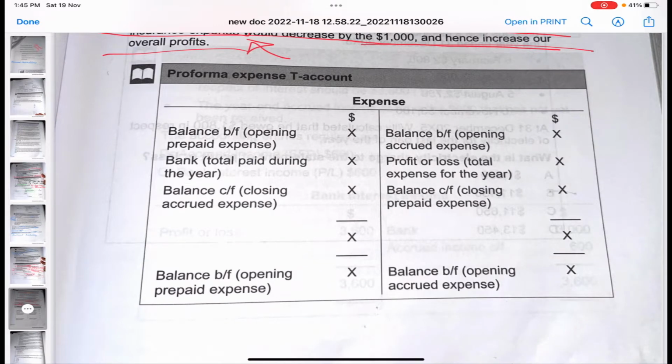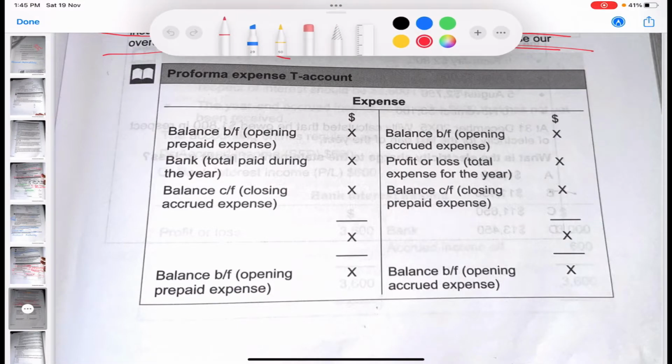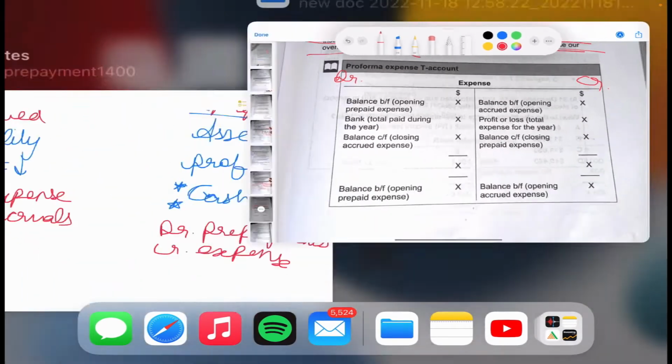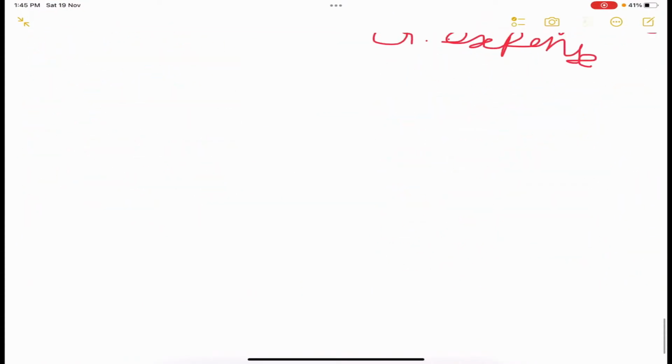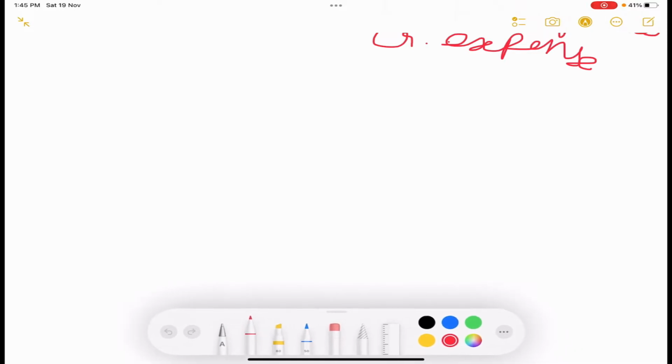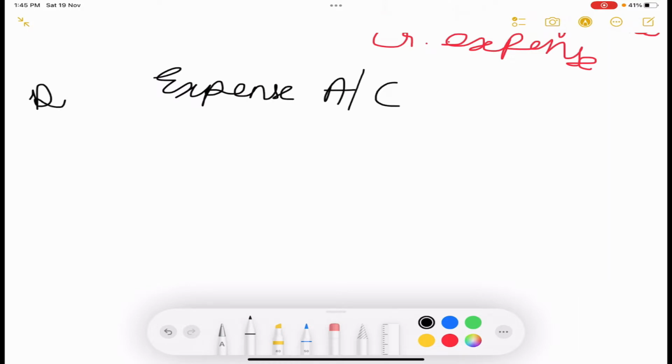This is the ledger account, this is the expense account, and we all know that the left side is the debit side and the right side is the credit side. Take a moment to understand the ledger. I will explain it to you. Make sure that you are writing it down. We have an expense account. You just need to learn the format of these accounts. There is no easy way. Just learn and understand the format. It's going to be easy.